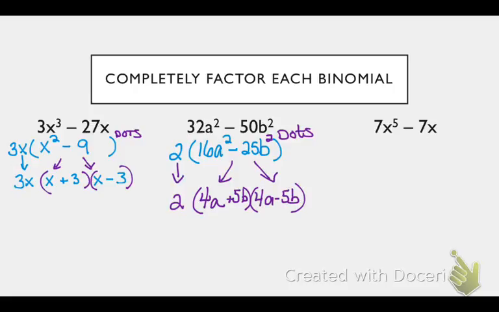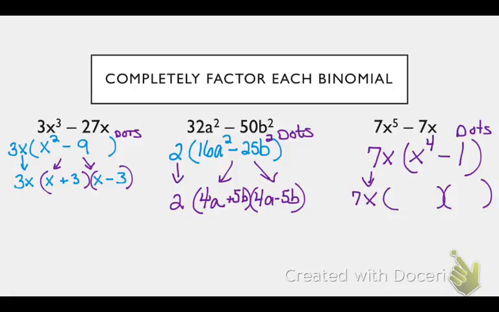Now, in number 7, this one's a great problem. My GCF is 7x. If I divide each by 7x, I get x to the 4th minus 1. Now, this is the dots pattern. I have a perfect square minus a perfect square. So I bring down the 7x. This factors into two binomials, where one's a plus and the other is a minus.